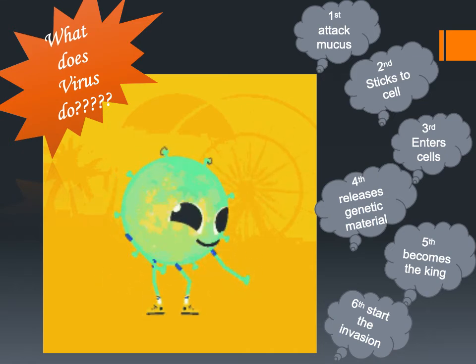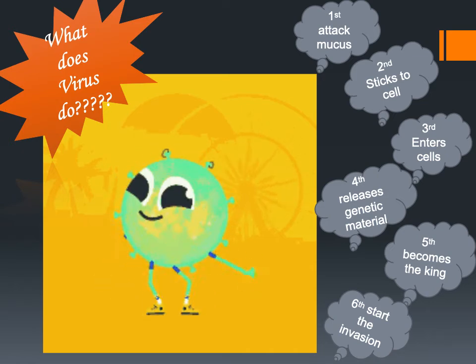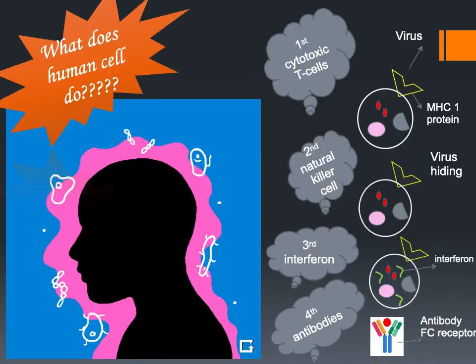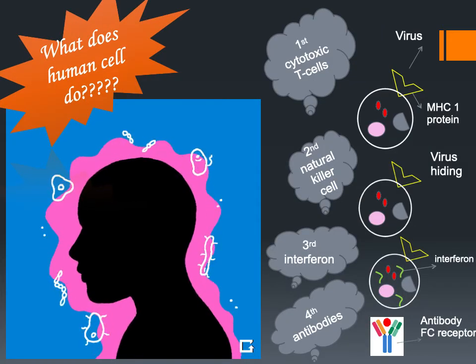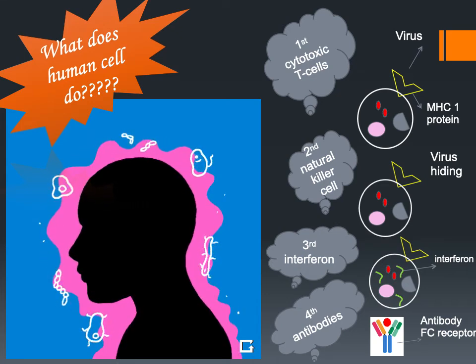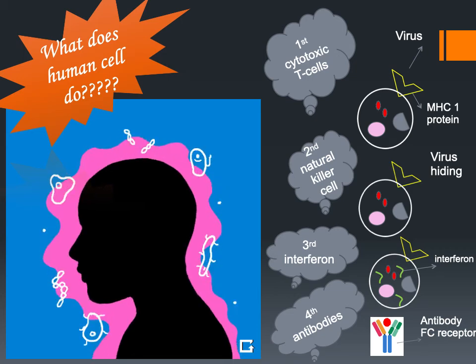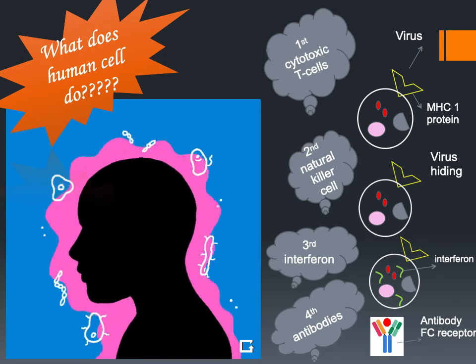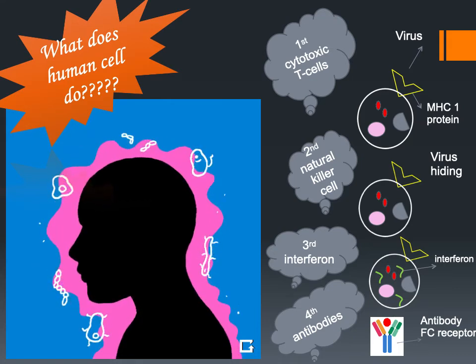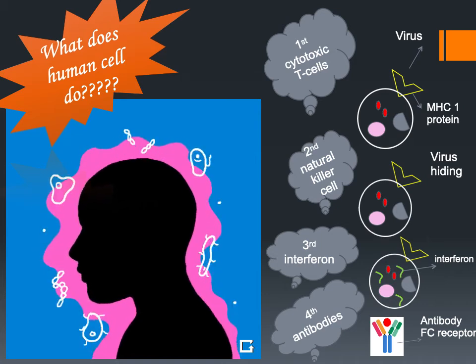So what does our human body cell do when there is any invasion? That's what we are going to see. When the human body is attacked by any foreign substance, there are four main police forces in our body trying to fight against it. The first is the cytotoxic T cell, second is the natural killer cell, third is interferon, and fourth is the antibodies. Okay, so what does the first, the cytotoxic T cell, do?